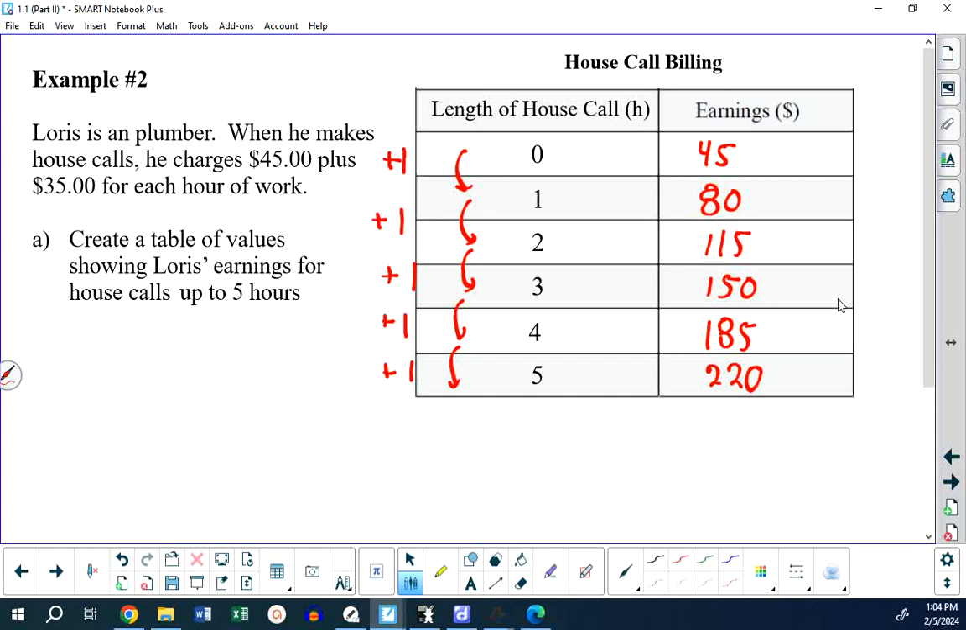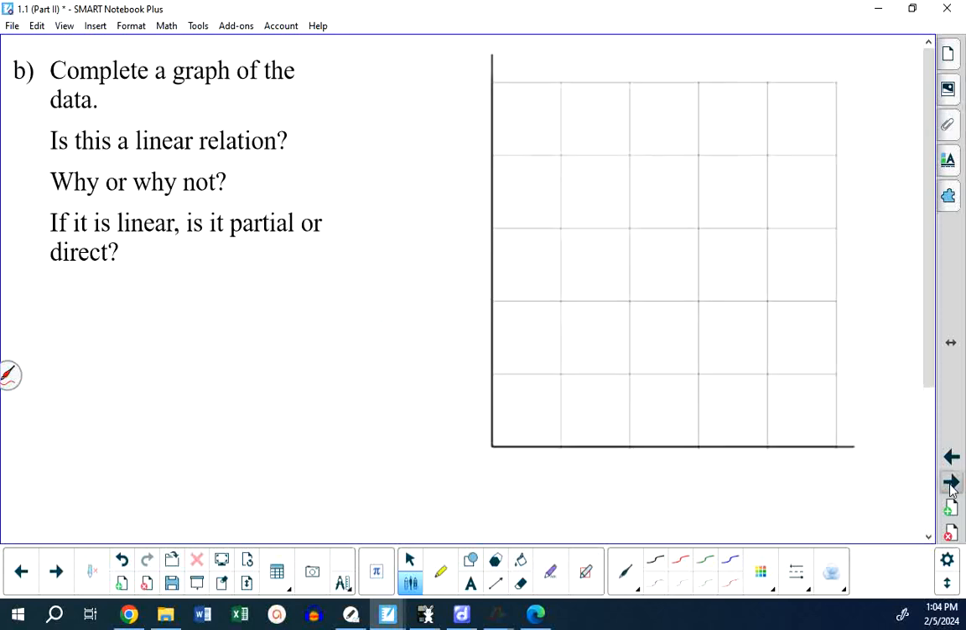Everything we've done in this course so far is about making tables, making graphs, finding slopes. Now we are adding the y-intercept. So we've got that done. Complete a graph of the data. So what do we need to add to this graph? What's not on this graph that's in your notes that we have to have? I mean, we've got to plot the data, but even before we do that, there's some things we need to include.